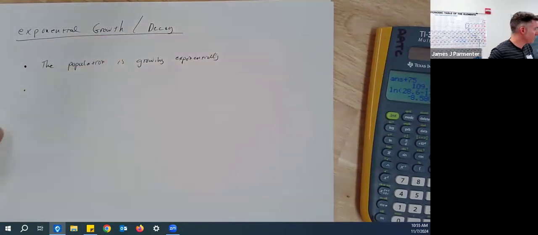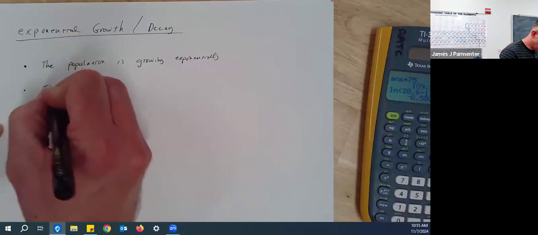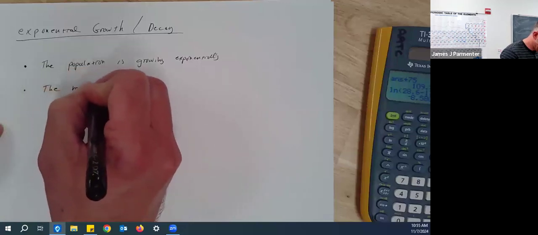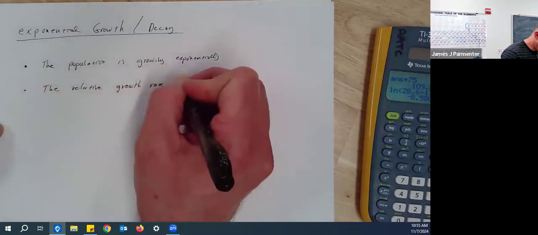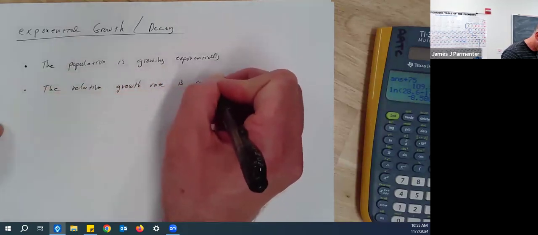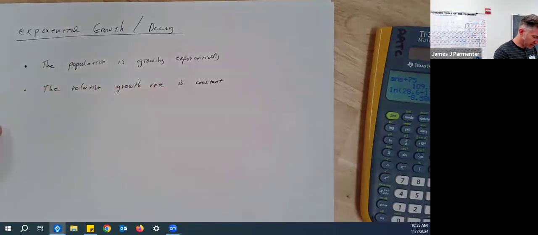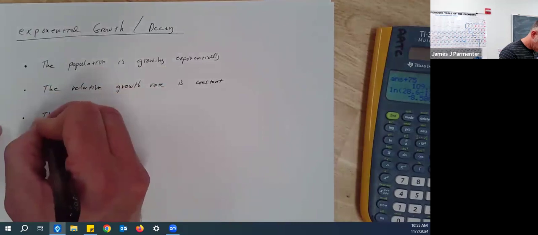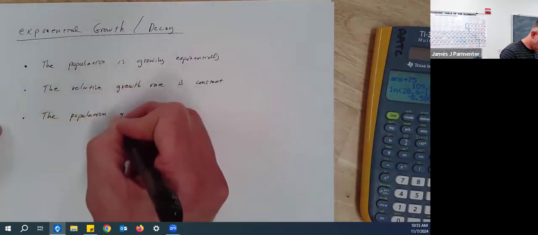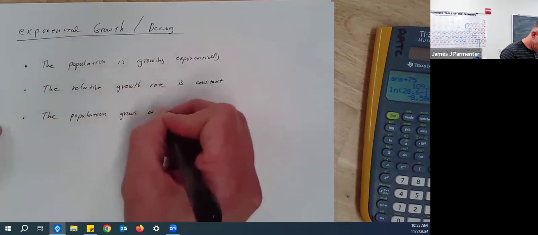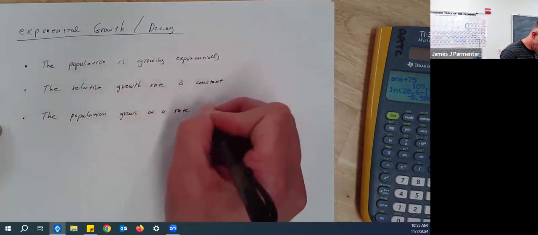Another equivalent way of phrasing this that might not sound the same is the relative growth rate is constant. Another way of saying this that might not sound the same is population grows at a rate proportional to the population size.